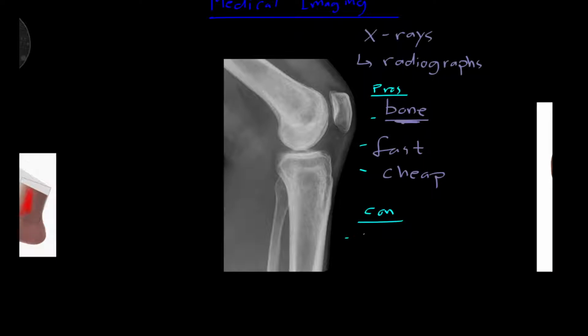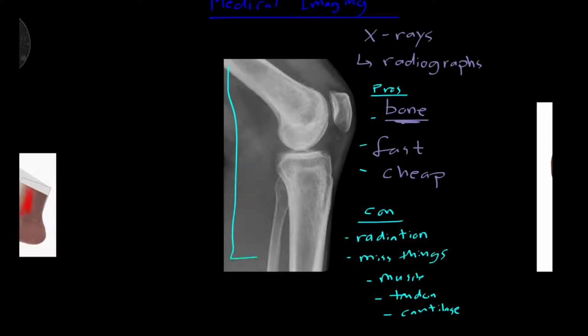However, X-rays, as the name suggests, involve radiation, ionizing radiation. Not a lot, but enough that you wouldn't want to be doing X-rays willy-nilly on young kids, for example, especially in larger areas of the body, like the chest. X-rays can also miss things. And by miss things, I mean pretty much anything in muscle, tendon, cartilage. You won't be able to see it at all.